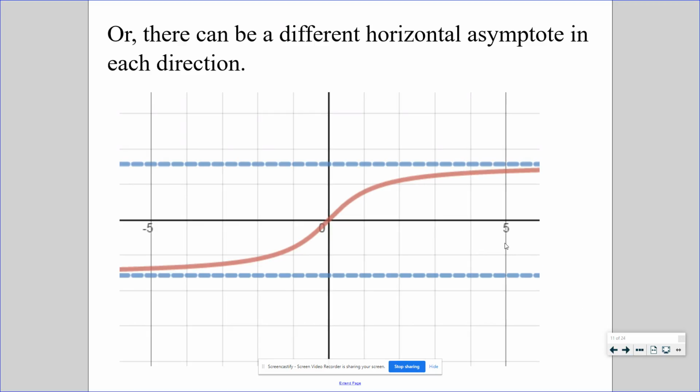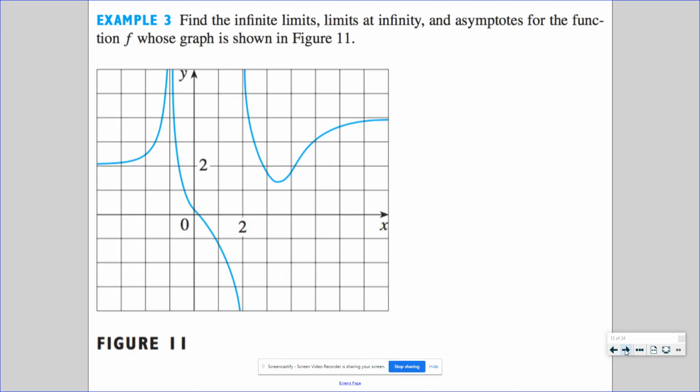There can be a horizontal asymptote in each direction as well, like this. So you might have one that kind of binds the top of the function and one that binds the bottom of the function. Okay, so what we're going to do here is we are going to identify all the asymptotes in this picture, and we're going to identify them using limits.